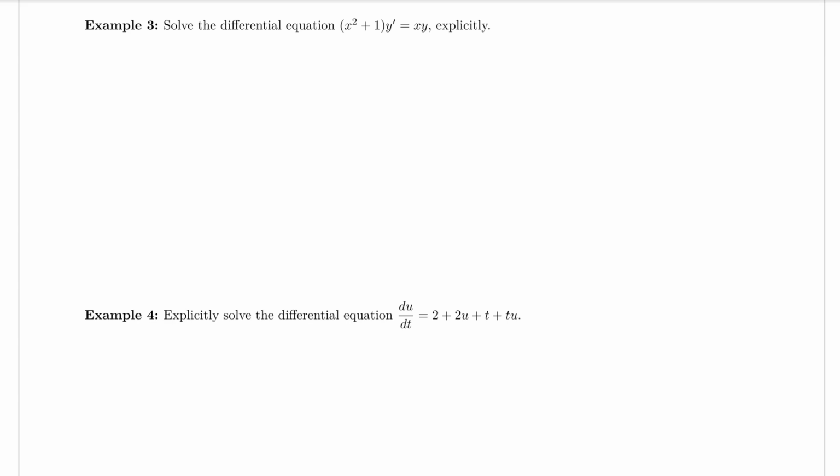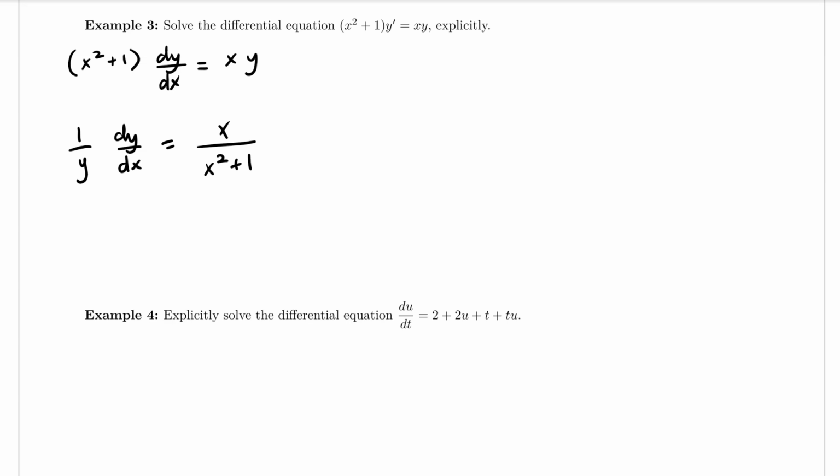Example 3 says solve the differential equation x squared plus 1 times y prime equals x times y explicitly. So we have x squared plus 1 times dy dx is equal to x times y. From here, I'm going to divide both sides by y and divide both sides by x squared plus 1. If we do that, we get 1 over y dy dx is equal to x over x squared plus 1. And then I'm also going to separate our derivative, so we get dy and dx on the other side.